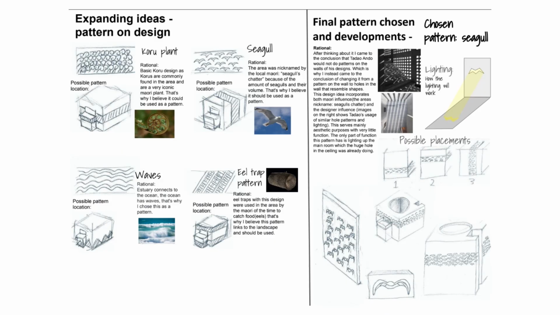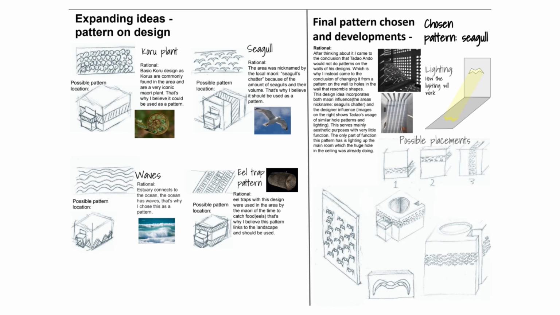This person's looking at expanding ideas or extending ideas about the pattern, and then they've said what they've finally chosen. So you can look at lots of different options for different parts of your chosen concept, and then explain why you're choosing the one you did. So this person said, after thinking about it, I came to the conclusion that Tadao Ando would not do patterns on the walls of his designs, which is why I instead came with the conclusion of changing it from a pattern on the wall to holes in the wall that resemble shapes.